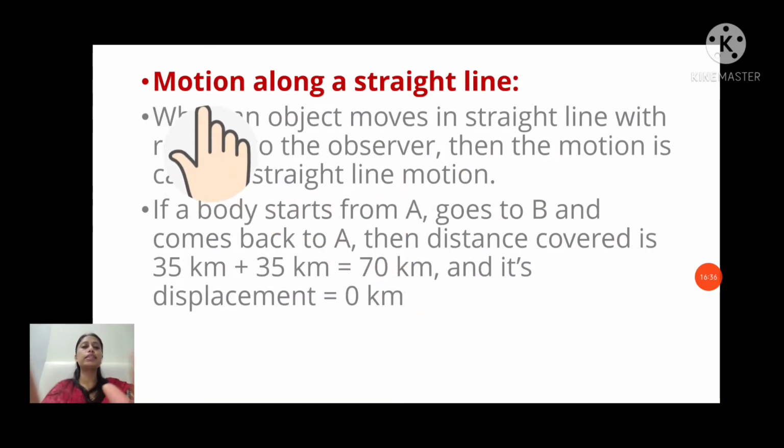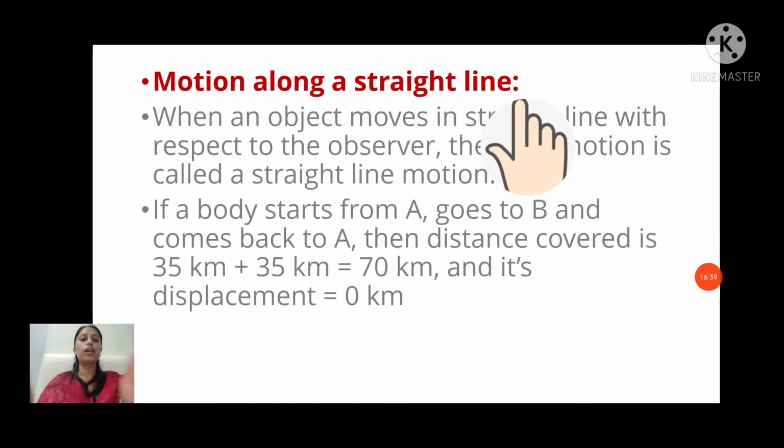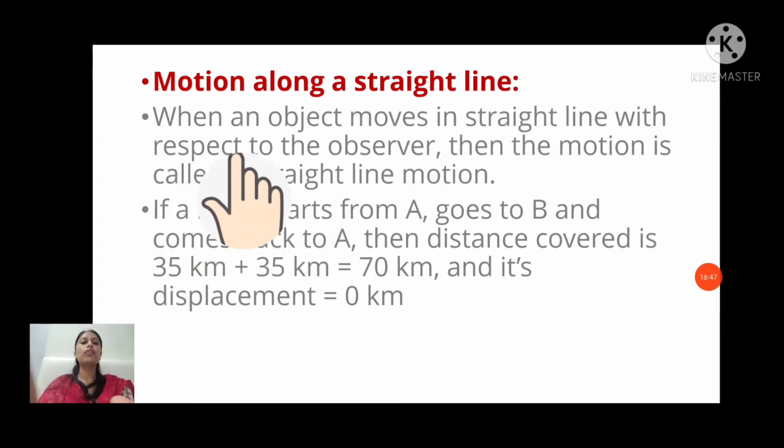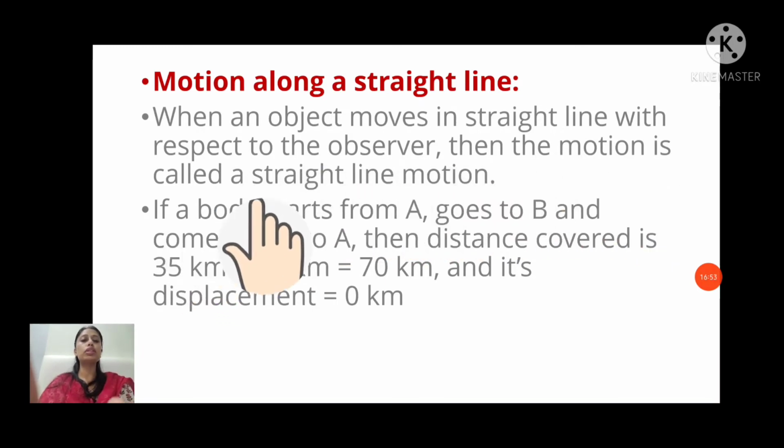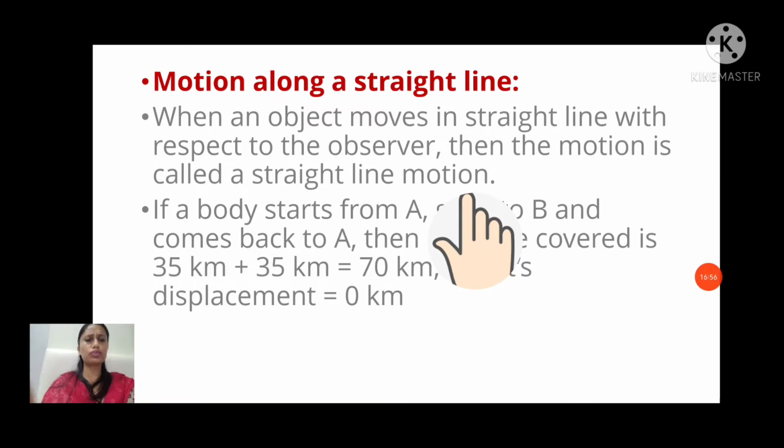Now next, we will understand motion along a straight line. If you know a straight line, if any object is moving in a straight line, how will the motion be? When an object moves in a straight line with respect to the observer, then the motion is called straight line motion. This is very simple: if an observer is observing that any object is moving in a straight line, that motion will be called straight line motion.